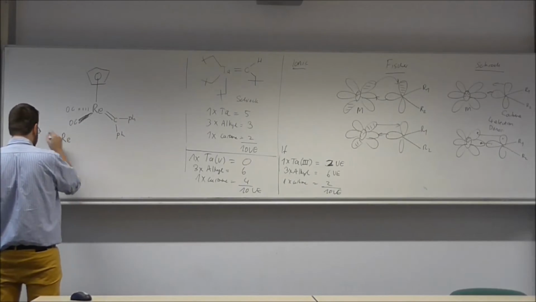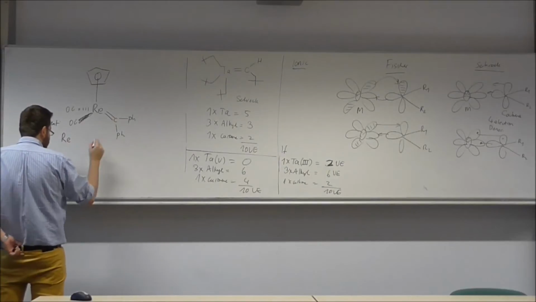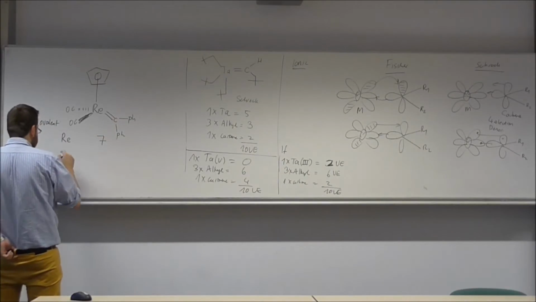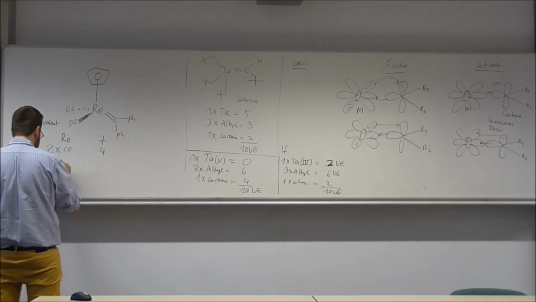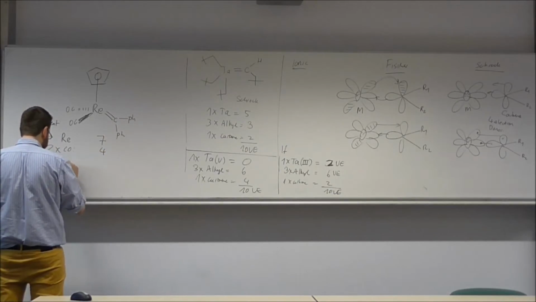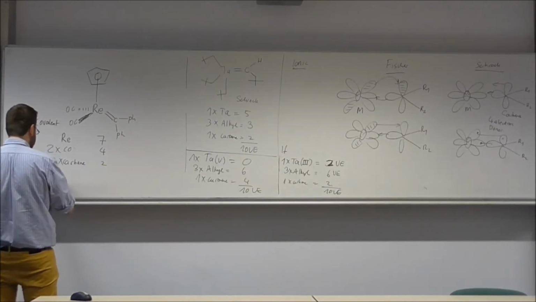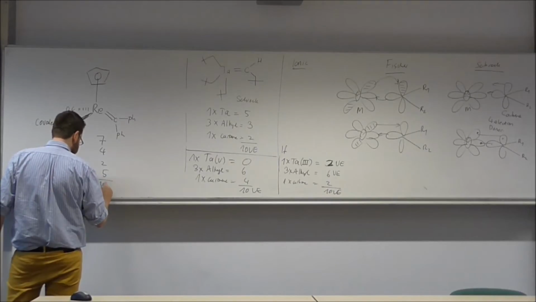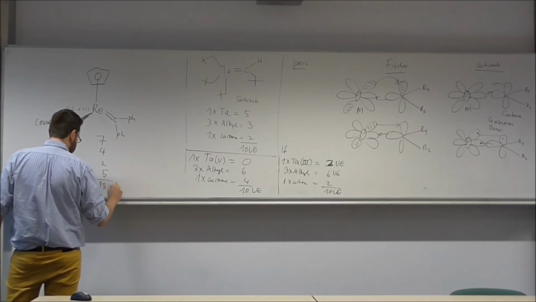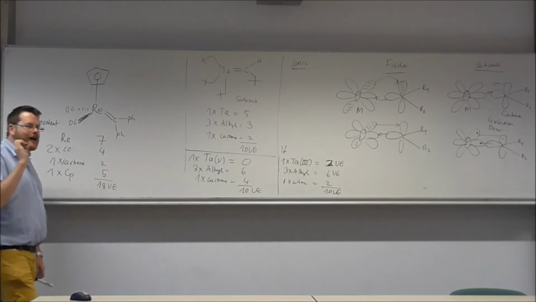So, rhenium, so we're now counting covalently. Rhenium is group 7, so that's 7 electrons. We have 2 carbonyls, that's 4 electrons. And we have 1 carbene, that's 2 electrons. And we have 1 Cp, which is how many electrons? 5. We get 18 valence electrons. Does everyone see that? Now let's count ionically.